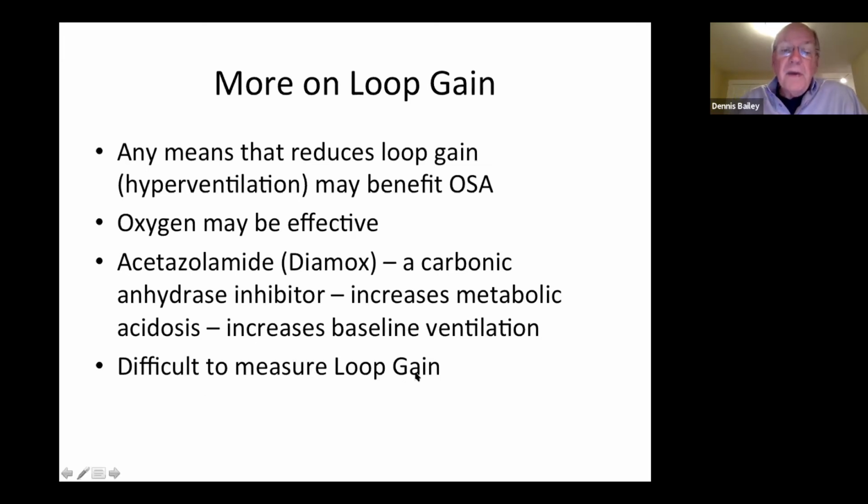And it's difficult to measure loop gain. There's been some proposals that, yes, we could do it with a home sleep apnea test. Not very conclusive. I'll give you some other insight into how we might deal with that as dentists.